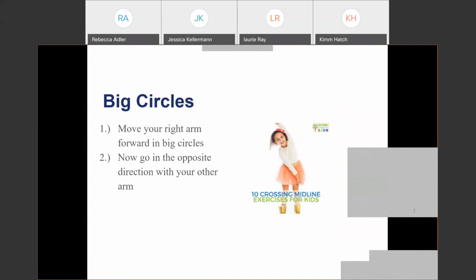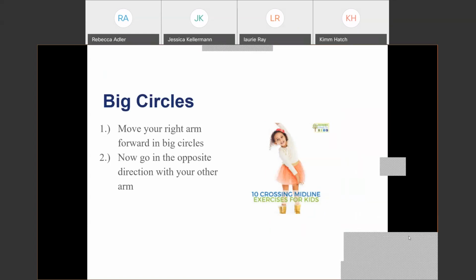So this is big circles, another one that we're going to trust you doing behind the screen. You would move your right arm forward in big circles, and then you can do the opposite direction with your other arm. This again is crossing the midline. So something super simple. I know when I was younger, we used to do this in elementary school, but when I started teaching, I didn't see a lot of people doing that. So things that can be done at your desk or as you're transitioning from class to class.